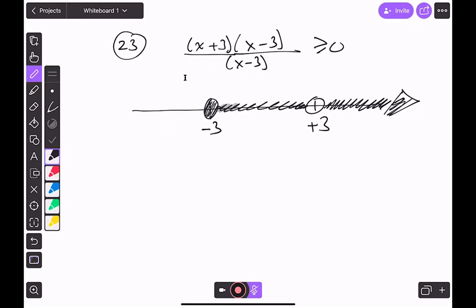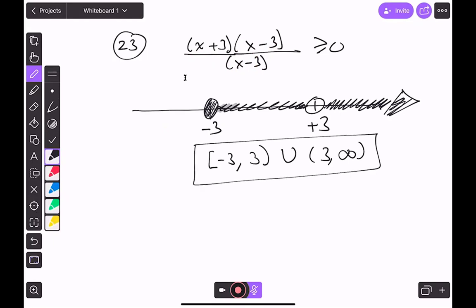Let's write this down for you. Minus 3, we'll look at the key later, up to 3, union 3 off to infinity. Look at the key. Make sure you're looking at that key. We're giving you the same answer. All right, let's go to 24.